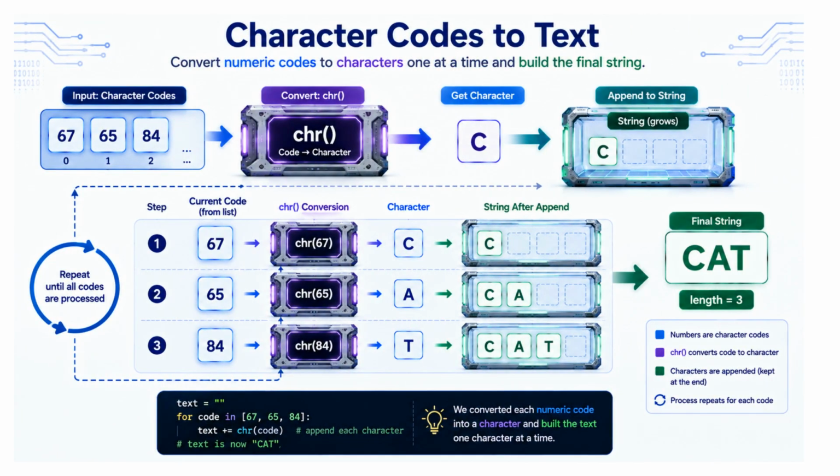Now let's see how we can build text from character codes. Here we have 3 decimal codes, 67, 65, and 84. We process these codes, 1 at a time. First, we take 67. Using the CHR function, 67 becomes the character C. We append C to our empty string. Next, 65 becomes A. We append A, and our string becomes CA. Finally, 84 becomes T. We append T to the end, and our final string becomes cat. So remember, we convert each numerical code into a character, and append each character to the string, 1 at a time, until the complete text is built.